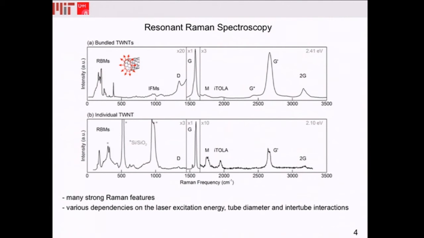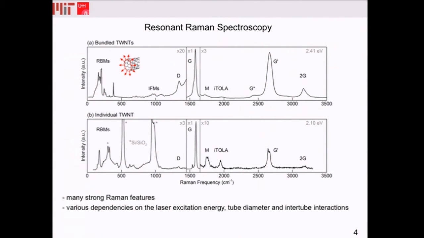You can see here the radial breathing modes are highly intense or well developed. Also the D band, the G, and very strong is also the G prime band. And here the spectrum on the bottom shows an individual triple-wall carbon tube, where we see that the triple-wall carbon tube was placed on a silicon substrate. So you also have the silicon peaks.